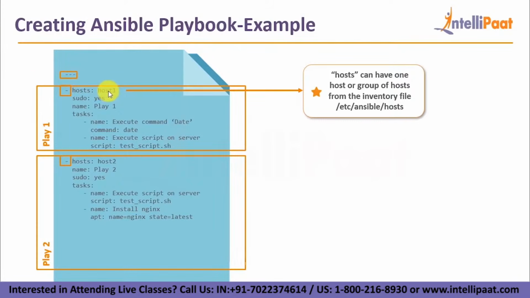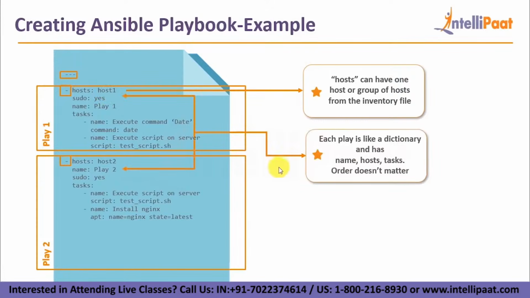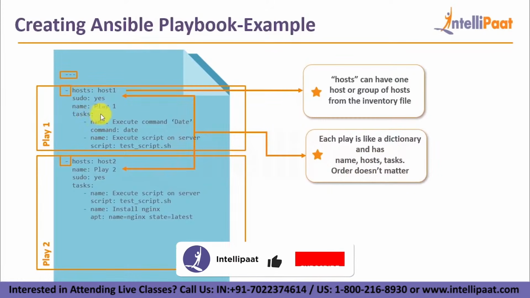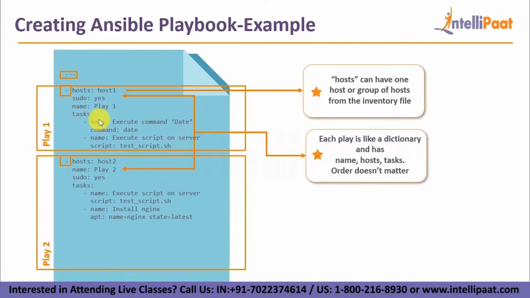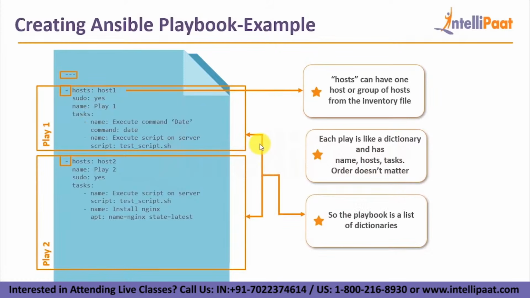Okay, once you have specified that, the next step was to specify the tasks. So each play is like a dictionary and has name, hosts, tasks, and the order doesn't matter, right? So you have the name, you have the hosts, you have the tasks. So it becomes a dictionary. So it has all this information, each play, and once you define and execute that, it executes according to what is asked inside that particular play. All right. So when you're writing a playbook, that becomes a list of dictionaries.